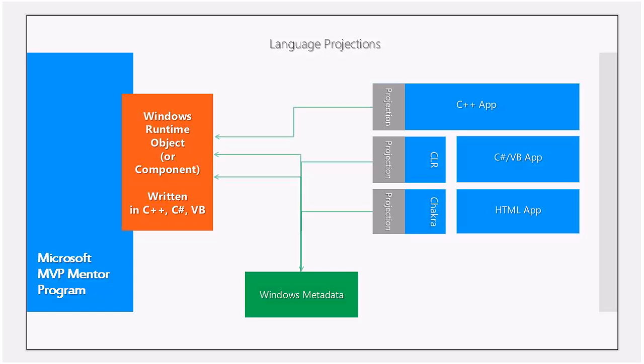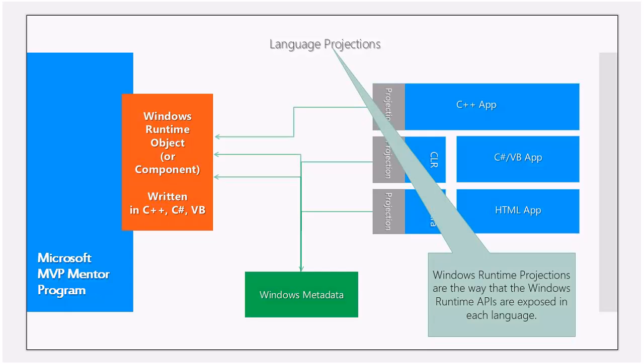The thing here, as you can see, is that C++ doesn't have any layer because this is all native. However, .NET has a layer, which is the CLR, the Common Language Runtime, and the CLR is responsible for projecting that code into the WinRT runtime, and similarly for Chakra. So what is a projection after all? Well, a projection is the way that the Windows runtime APIs are exposed in each language, which really makes the unified type system.